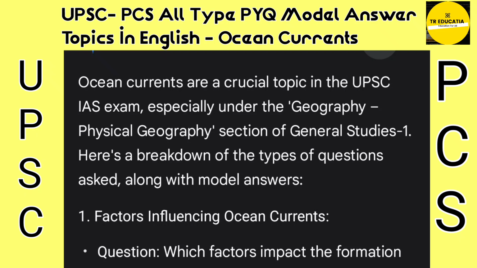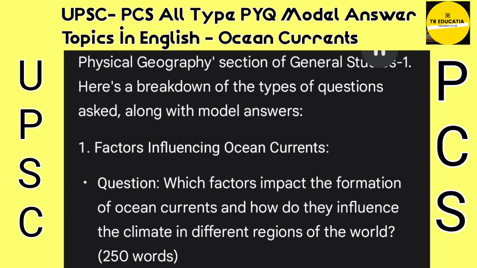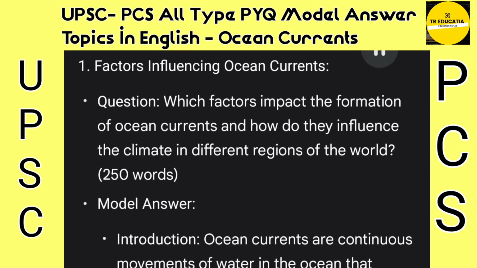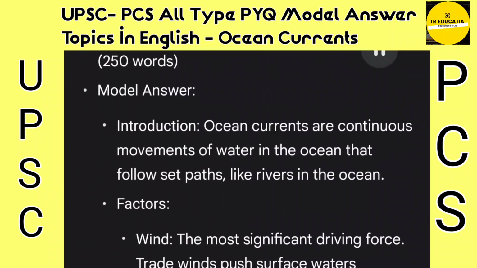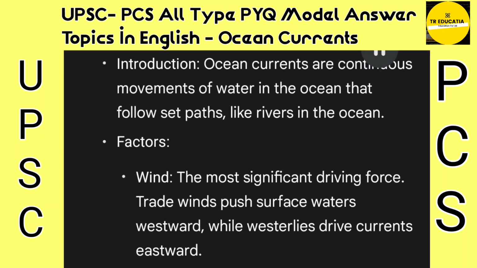1. Factors influencing ocean currents. Question: Which factors impact the formation of ocean currents and how do they influence the climate in different regions of the world? 250 words. Model answer. Introduction. Ocean currents are continuous movements of water in the ocean that follow set paths, like rivers in the ocean.